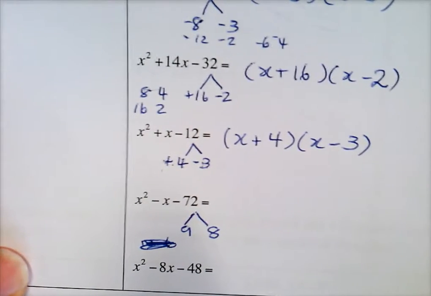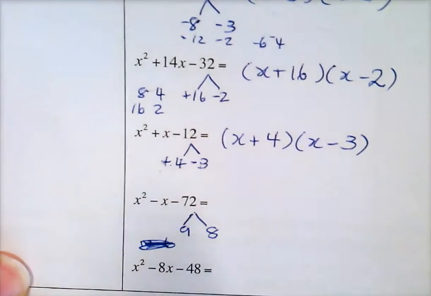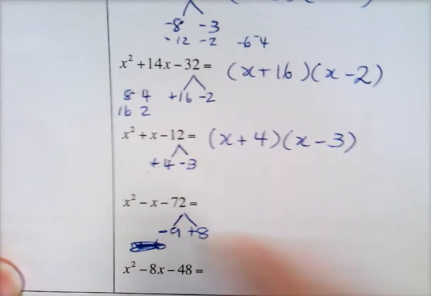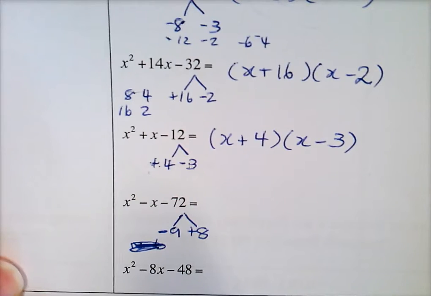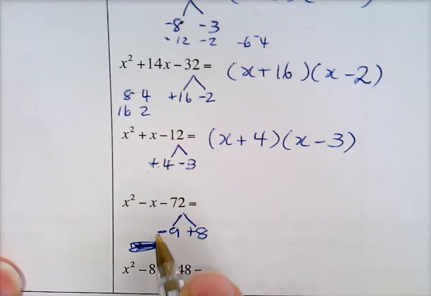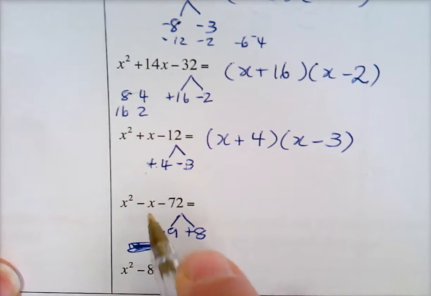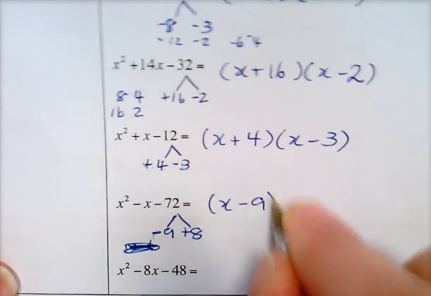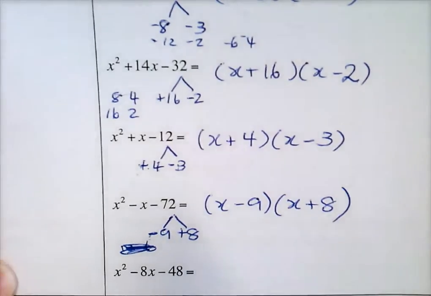Do I want minus 9 plus 8 or plus 9 minus 8? Girls, I need minus 1. I need them to add up to minus 1. I need more minuses than pluses. Do you see that? When I add those two up, I have to get negative 1. Negative 9 plus 8. So x minus 9, x plus 8.